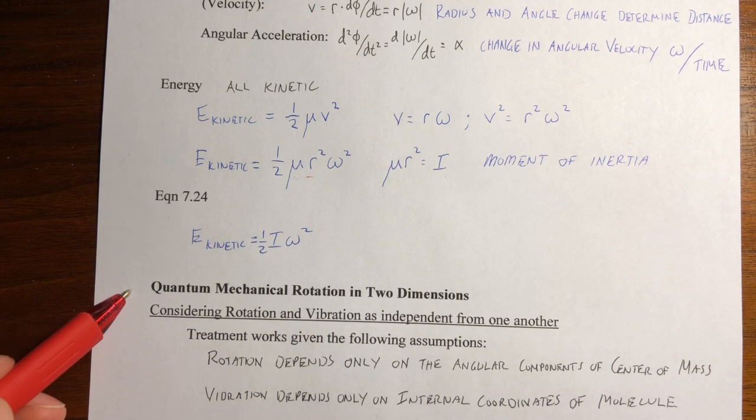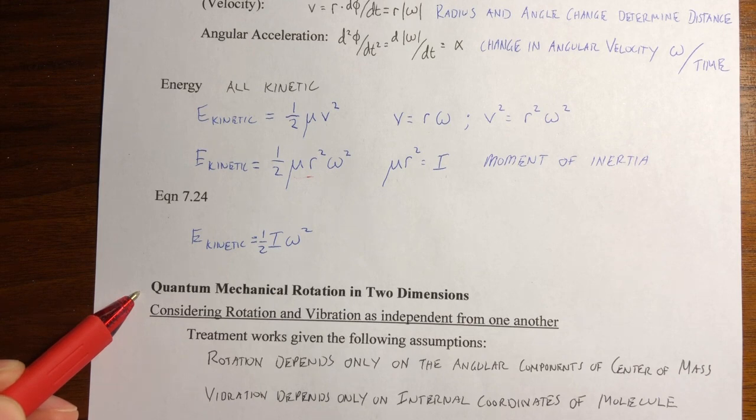And so that's it for the classical rigid rotor. And so now let's move on and talk about quantum mechanical rotation in 2 dimensions.